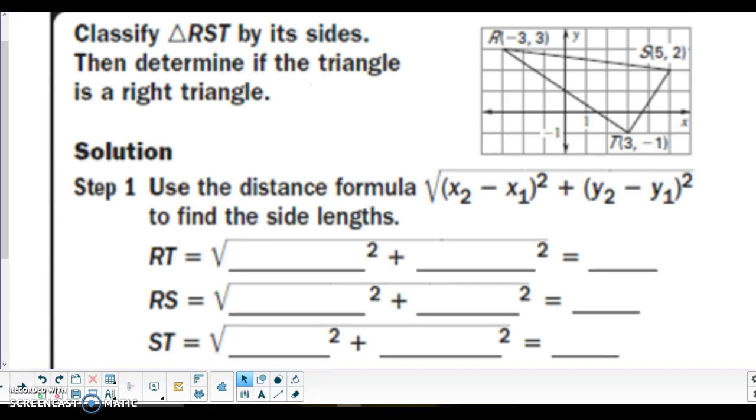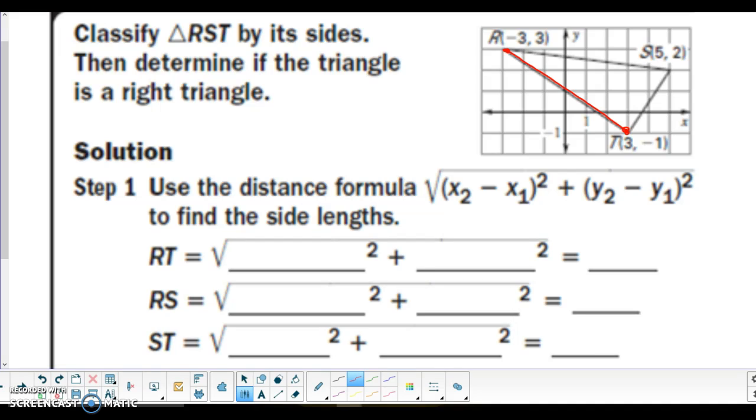It says we need to classify triangle RST by its sides. Then determine if the triangle is right. So starting off, we need to find out how long each side is in order to classify it in a coordinate plane. So we do need to use the distance formula. Okay, so RT is right here. R to T.